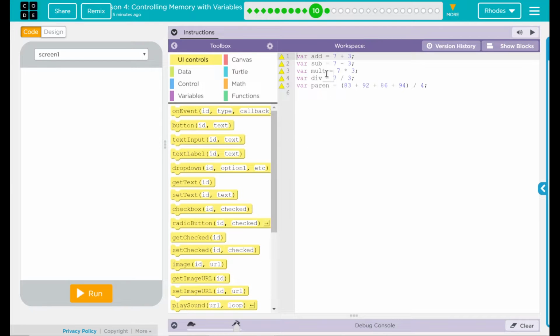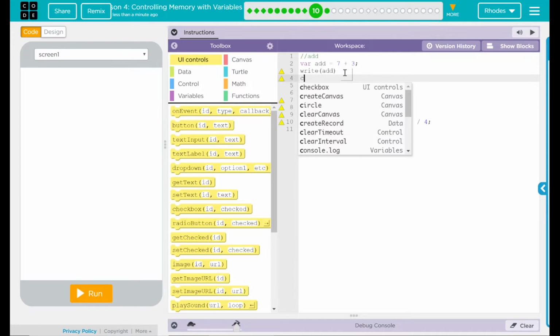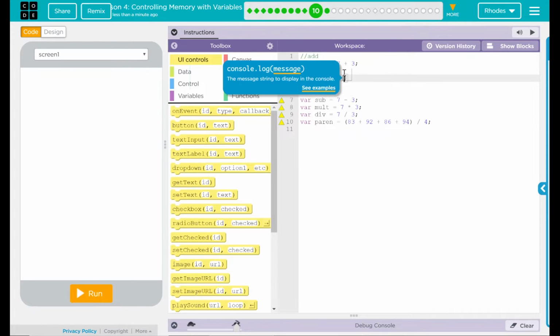The first one is addition. I'm going to come over here, comment add, because that's what we're doing. Give ourselves some space under there. So I have a variable add, which equals 7 plus 3. Wonder how I call that. Let's just try going with write and put the word add. So when the variable add is called, you should get an answer to this. Let's do a console.log too. And we are going to do this as add as well.